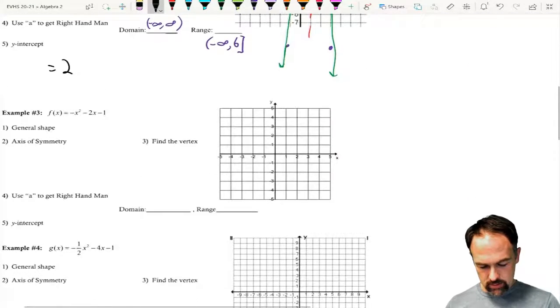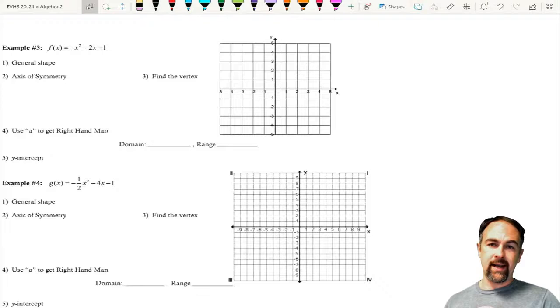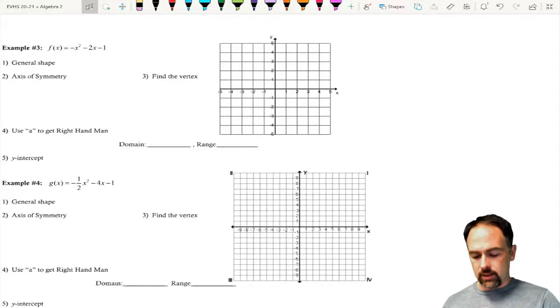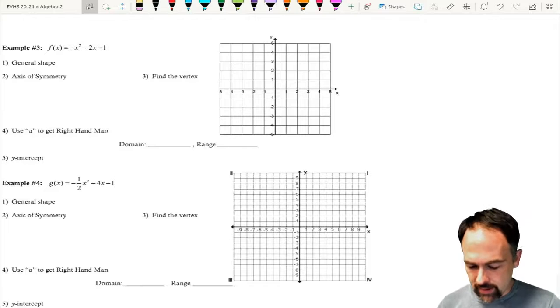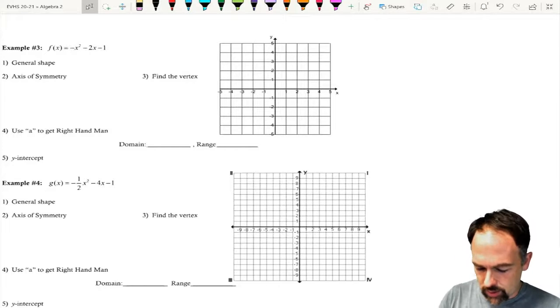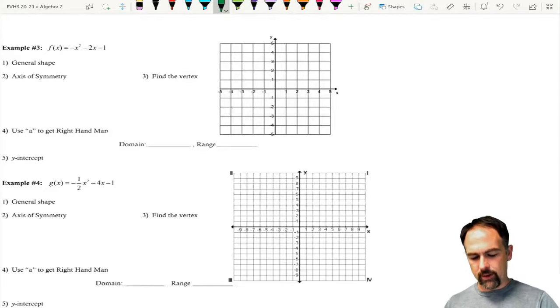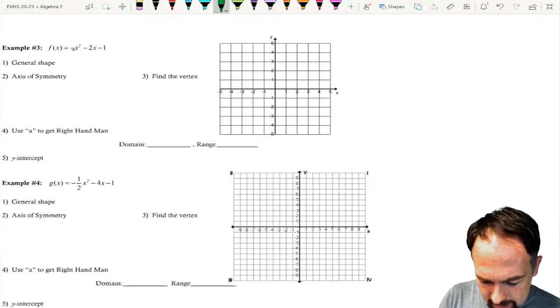Okay, let's go through number 3. Now, one of the nice parts about this for that part 4 about using the right-hand man, we can go ahead and plot the y-intercept and then use that to reflect as a good point of figuring out exactly where this thing is going to go. So I'll show you what that looks like when we get to number 4 down there. Okay, general shape, I got a -1, so this one's going to open down.